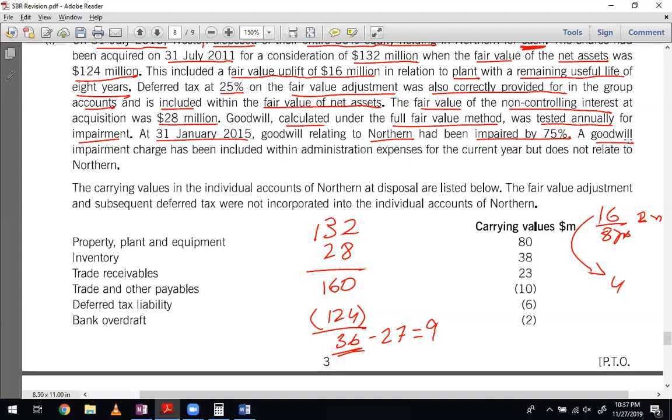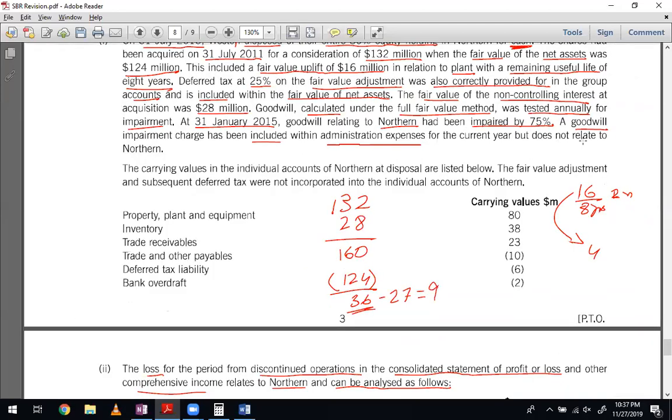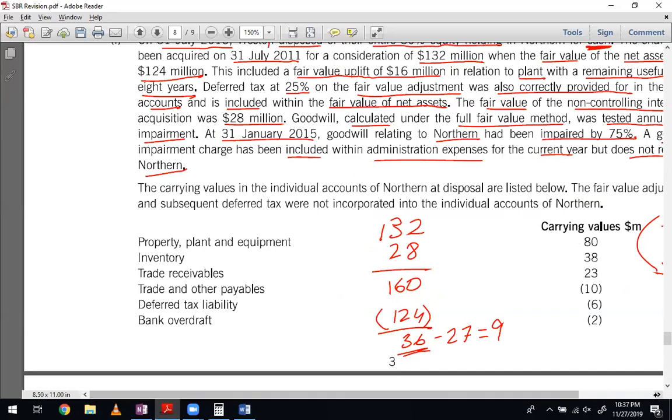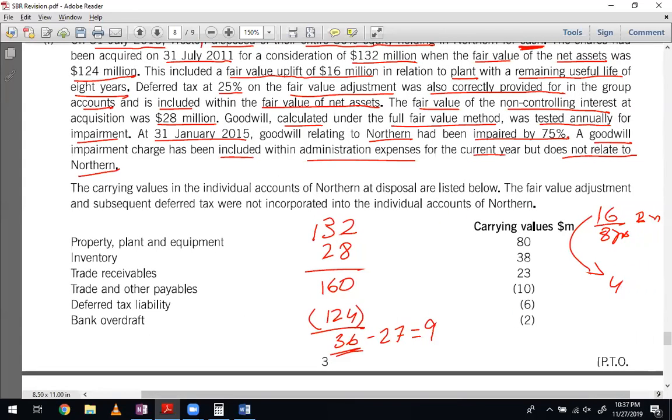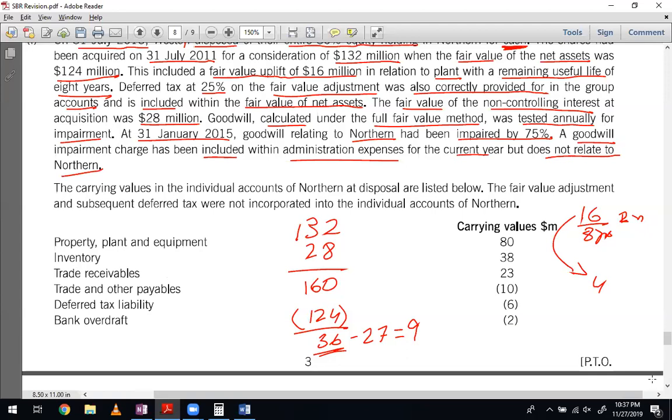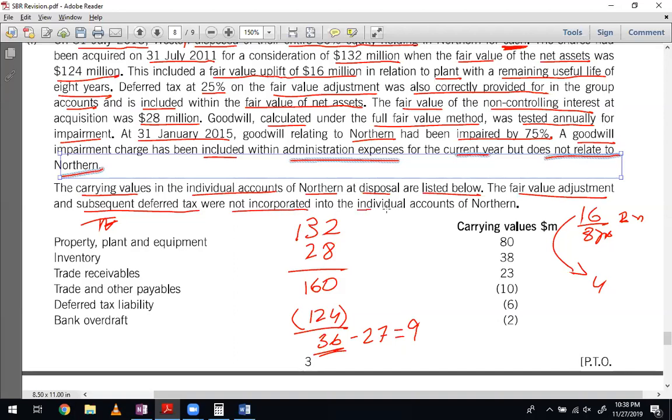A goodwill impairment charge has been included within the administrative expenses for the current year but does not relate to Northern. So there is an impairment loss that does not relate to Northern in the current year. Now it says that the carrying values in the individual accounts of Northern at the disposal are listed below. If we see, these values are the carrying amounts. The fair value adjustment and subsequent deferred tax were not incorporated in the individual accounts of Northern.